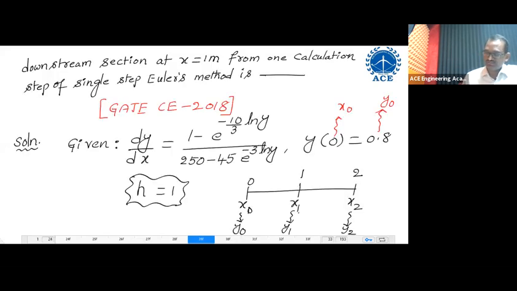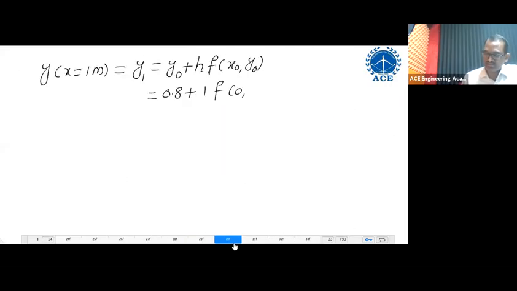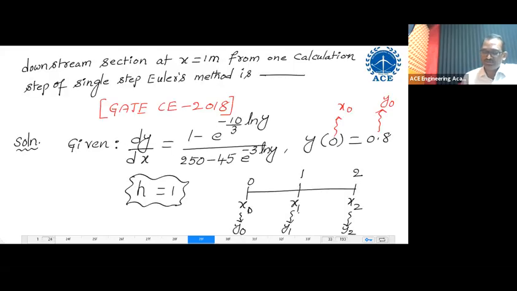F of x naught. What is x naught? 0. What is y naught? 0.8. F of 0 comma 0.8. Do you know dy by dx is also denoted by f of xy? Dy by dx is also denoted by f of xy. So this is f of xy.